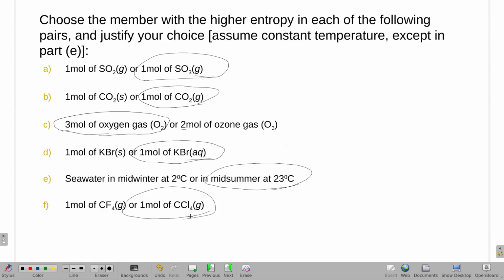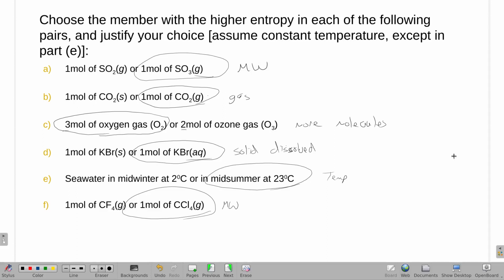Heavier. So we got molecular weight that decided this one, temperature here, solid is being dissolved, more molecules, gas, and this would be back to molecular weight.